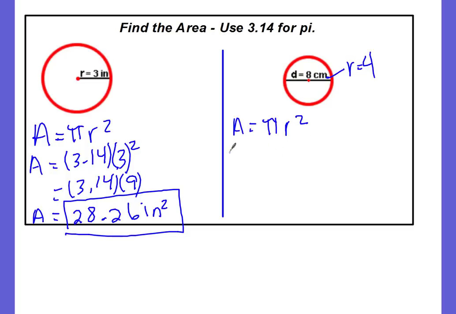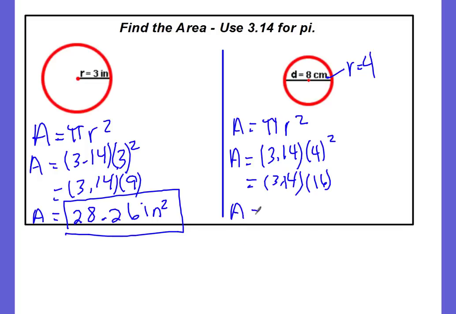Now we're going to write our equation. We're solving for the area, so it's going to stay in A. We're using 3.14 for pi. The radius is 4. And we're squaring it. This is our equation. Now we do our math. First thing we do is go ahead and square the 4. 4 squared is 16. It's not 4 times 2, it's 4 times 4. And then we're going to multiply that times 3.14. And the area of this circle is going to be 50.24 centimeters squared.